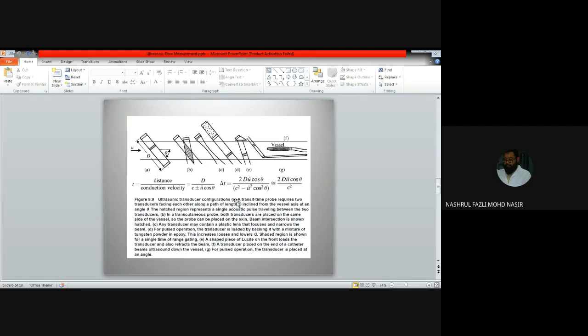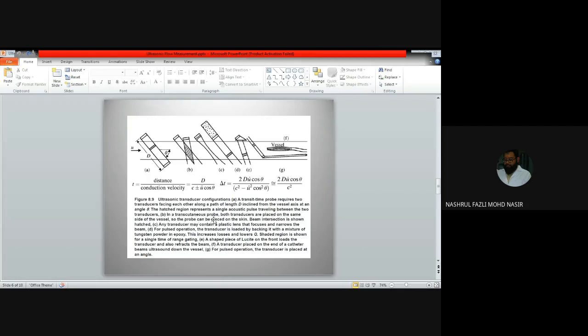Ultrasonic transducer configuration. A transit time probe requires two transducers facing each other along a path of length D. The vessel is inclined at an angle theta. The hatched region represents a single acoustic pulse traveling between the two transducers.